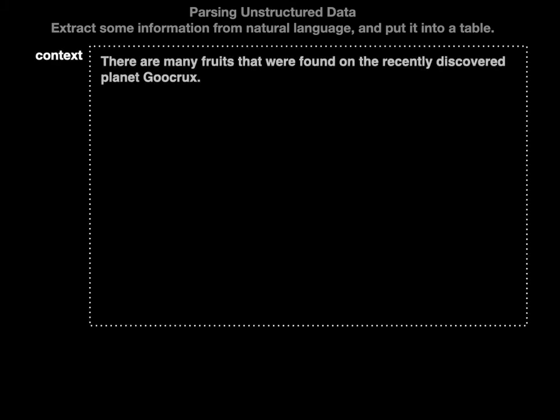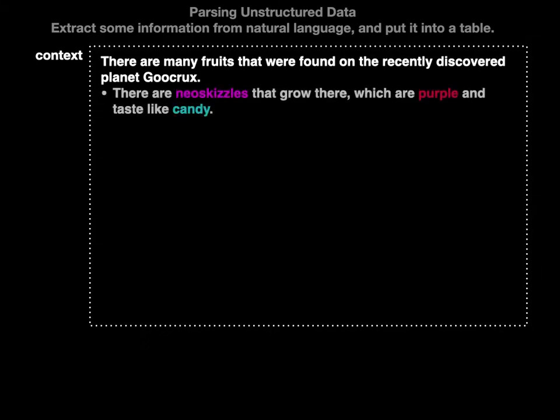Parsing unstructured data. So here's this one. This is actually an example they give. I'm just going to walk through it because it's fascinating. Extract some information from natural language and put it into a table. So here's the context. There are many fruits that were found on the recently discovered planet Gukrux. Again, random false words, but it's able to wield them in different ways.